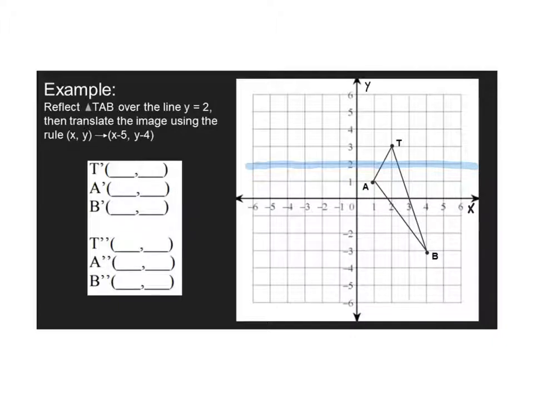I'm going to start at point T and count to the line y equals 2, so that's 1 away, and I'm going to count the same distance across, and that's T prime. So T prime is at 2, 1. I'm going to repeat the same thing for A, so A is 1 away. I'm going to count 1 across the opposite direction. A prime is at 1, 3.